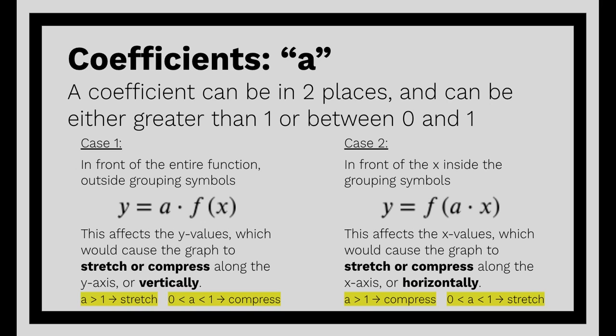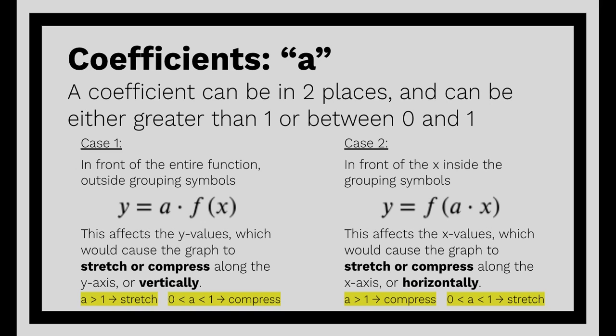Case 1 is the one that we have worked with the most. That's working vertically, stretching or compressing. That a being multiplied on the outside is affecting the y values, which would cause the graph to stretch or compress along the y-axis, and the y-axis is the vertical axis. So that is why that is a stretch or compression vertically. If it is a whole number greater than 1, then you stretch, and if it is a fraction between 0 and 1, then you would compress vertically.